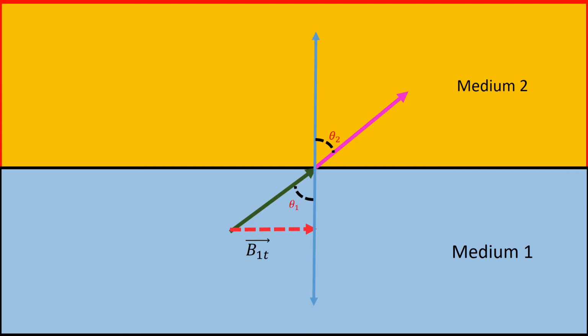Now, this is B1T, where B1T stands for the component along the tangential direction of the magnetic flux density, and this is B1N, again the magnetic flux density component along the normal, and this is B2T and this is B2N, that is the tangential and normal components in medium 2 of the magnetic flux density.